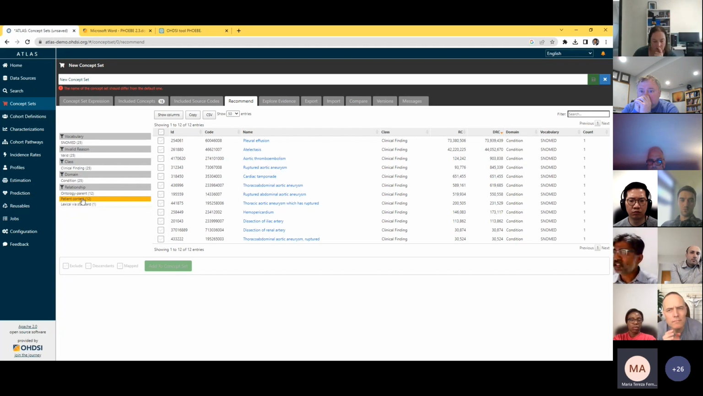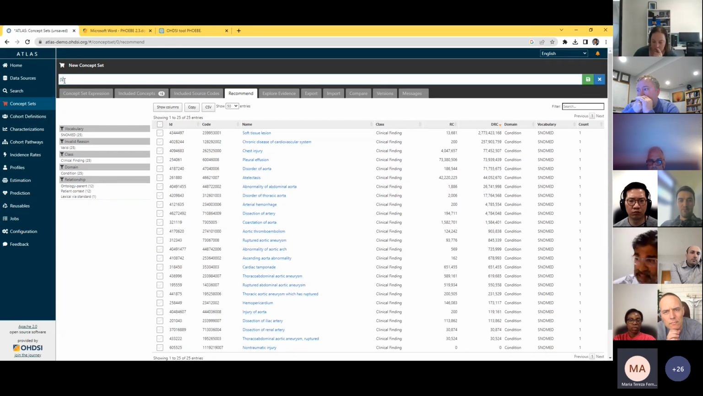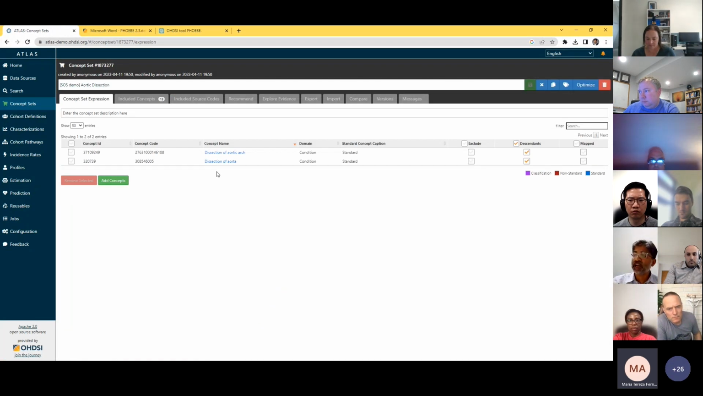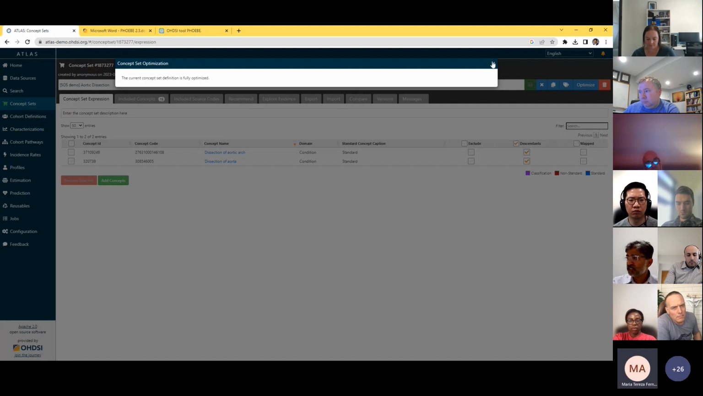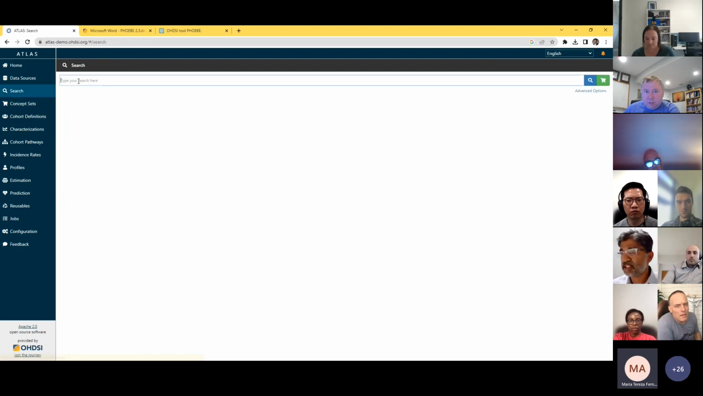Based on this process, I feel pretty comfortable, and I'm going to call this SOS demo aortic dissection. That concludes the build of my aortic dissection concept set. I'll press the optimize button, and it says the concept set is fully optimal. So I'm good here. I'm now going to go and build the next concept set.